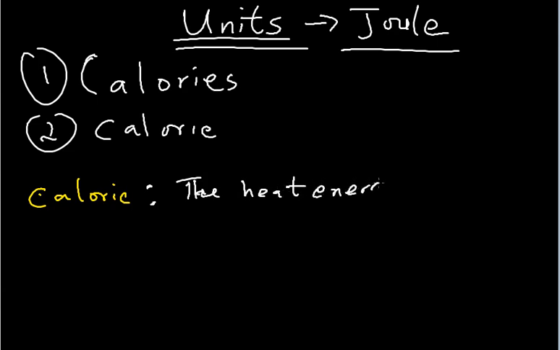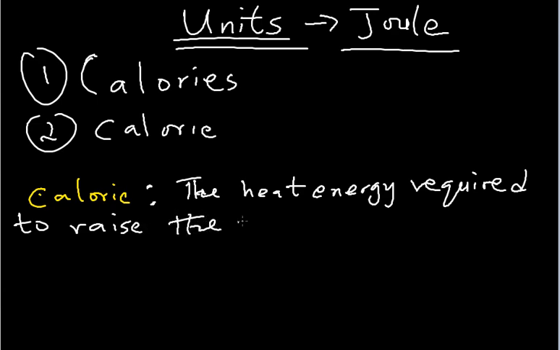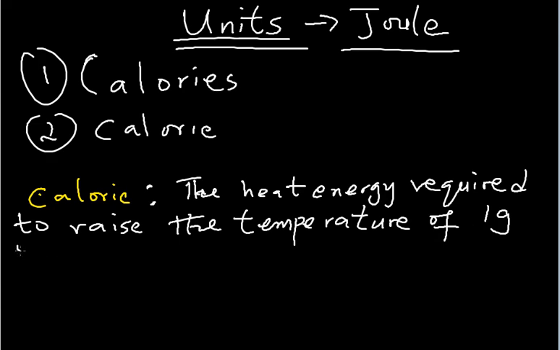energy required to raise the temperature of 1 gram of a substance by 1 degree Celsius. So that energy that's required to raise the temperature of 1 gram of a substance by 1 degree Celsius, that's what we call 1 calorie.